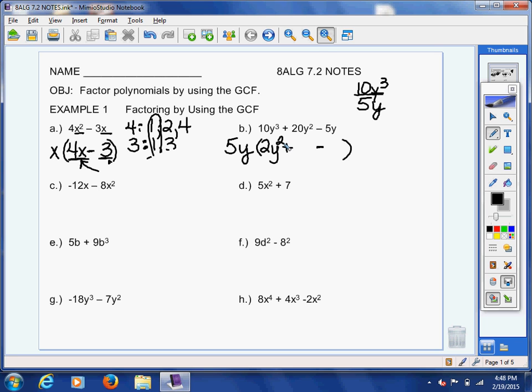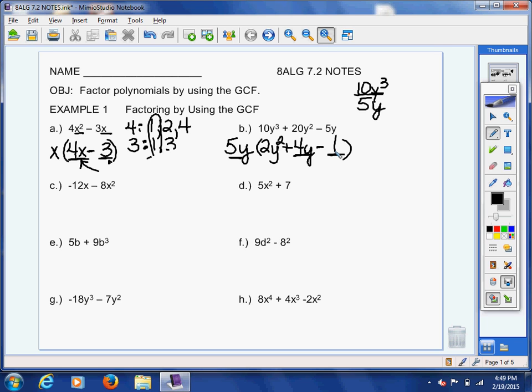How I normally do it is I'll ask myself, 5y times what is 20y squared? So let's start with the numbers. 5 times what is 20? 4. y times what is y squared? y. And I can get there the same way. You can divide it, or you can do it like I just showed you. 5y times what is 5y? 1. So this is your factored answer.